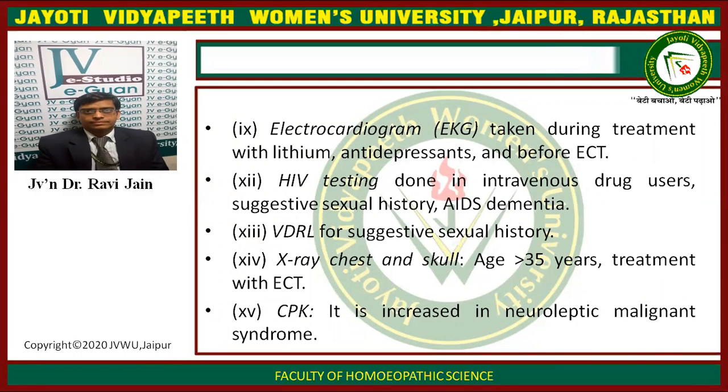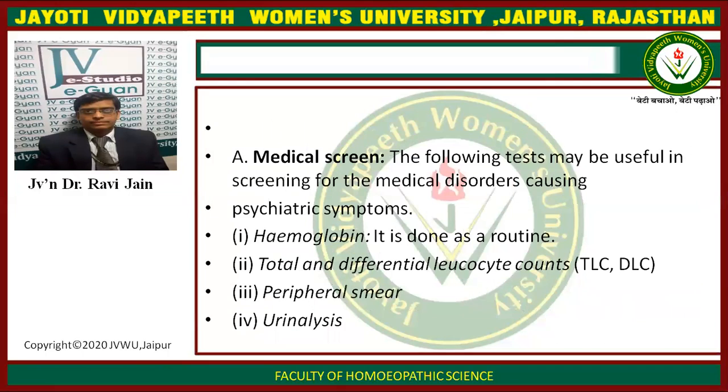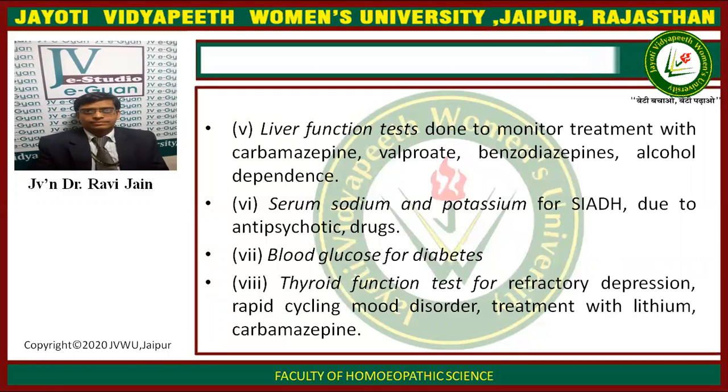I will just repeat these investigations once again in case it was too fast. The medical screening includes hemoglobin, which is done as a routine, TLC and DLC, that is total leukocyte count and differential leukocyte count, and peripheral smear. Then urine analysis, liver function test, serum sodium and potassium levels, blood glucose levels for diabetes, and thyroid function tests. These are the tests that are done.